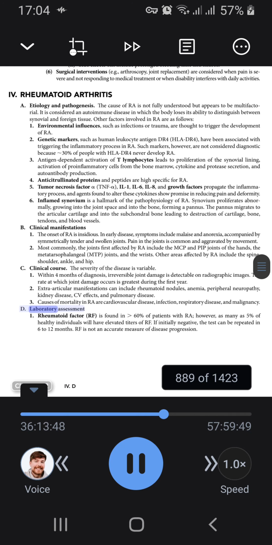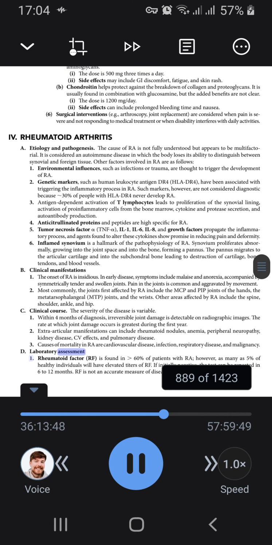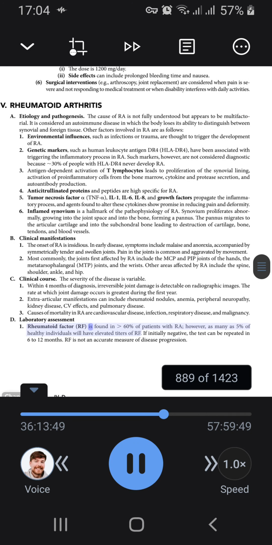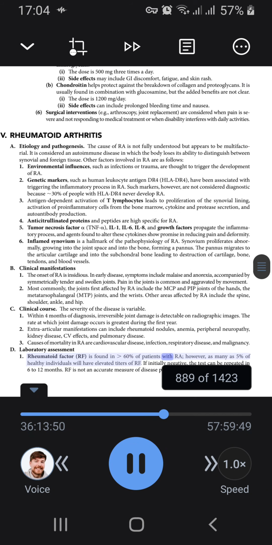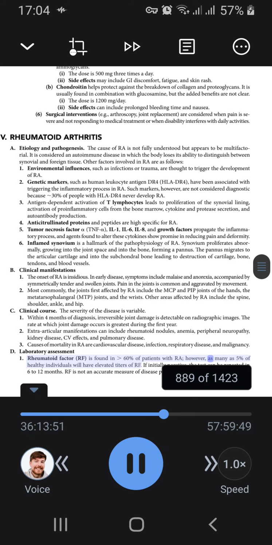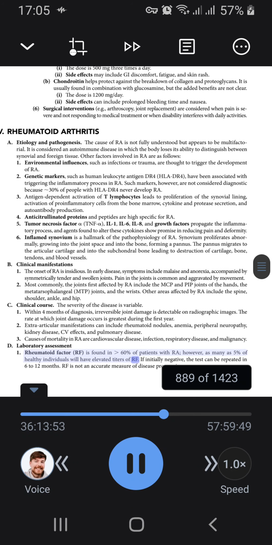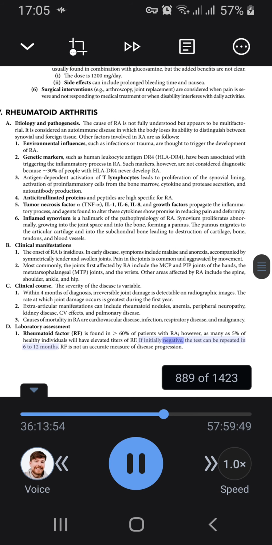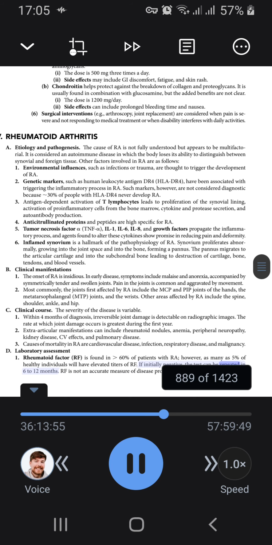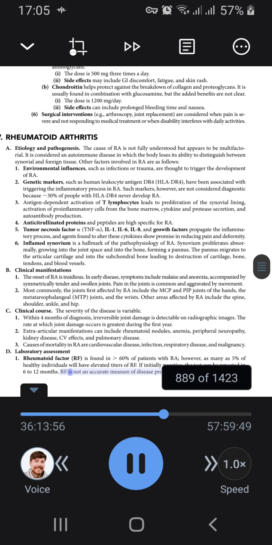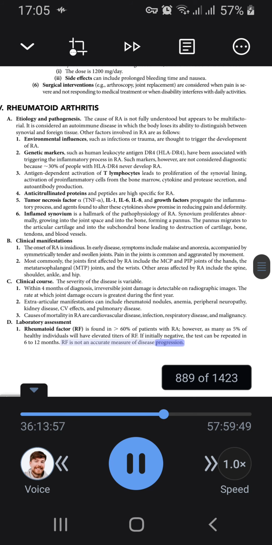D. Laboratory assessment. 1. Rheumatoid factor RF is found in 60% of patients with RA. However, as many as 5% of healthy individuals will have elevated titers of RF. If initially negative, the test can be repeated in 6 to 12 months. RF is not an accurate measure of disease progression.